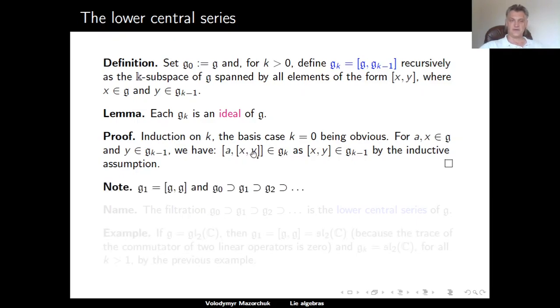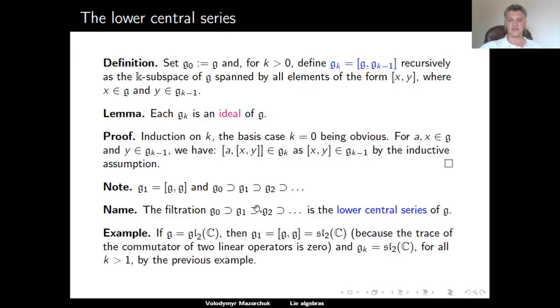We observe that G1 is exactly the derived algebra of G, and that, from the definition, we have a decreasing chain. G0 contains G1, this contains G2, and so on. This decreasing filtration is called the lower central series of G.